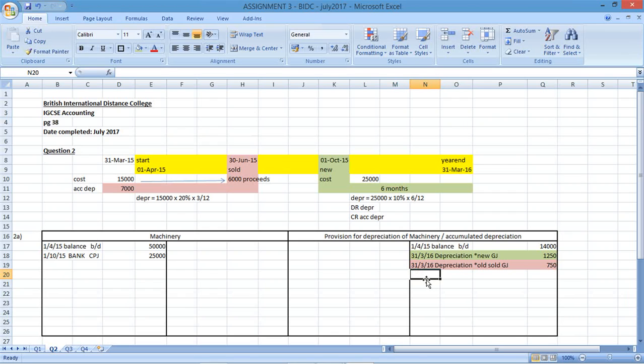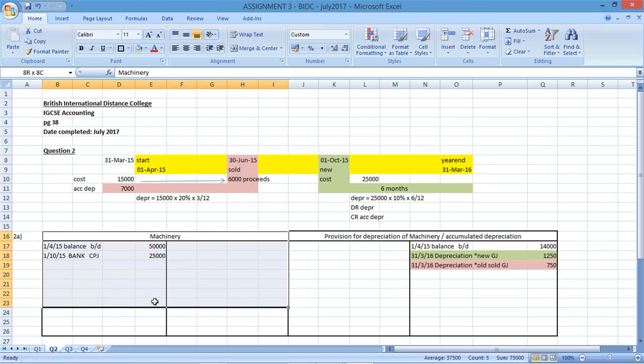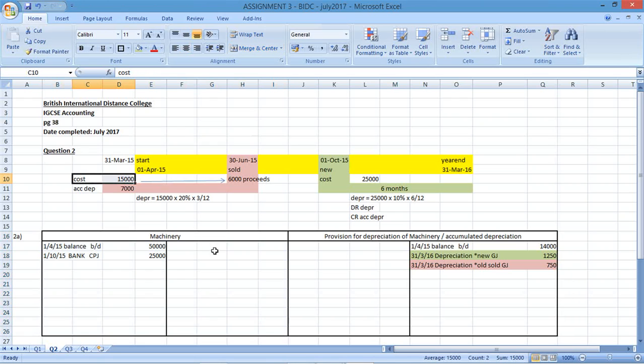Great, so we've got those 2 line items. Then I know at this point in time I'm going to be selling the asset. So if I'm selling the asset, the machinery is going to decrease because I'm selling an asset. The asset that I sold costs 15,000, so I'm going to have to remove that. So this happened on the 30th of June 2015.